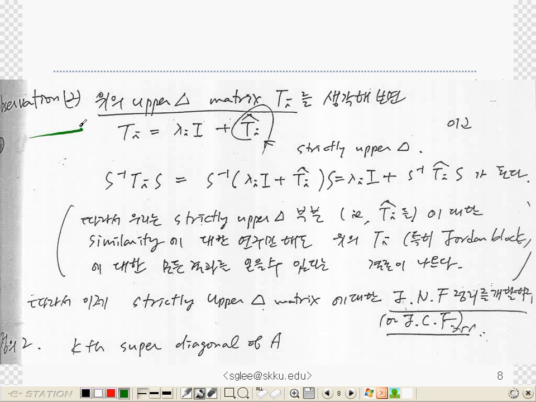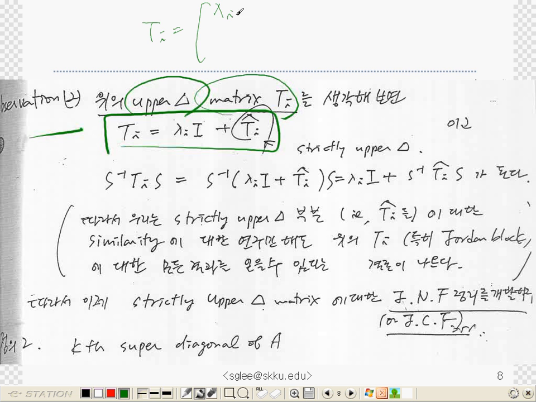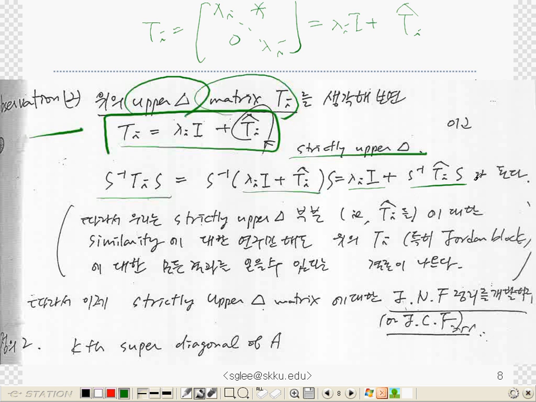Okay. Well, now we think of the upper triangular matrix Ti. Ti has lambda i's on the diagonal, and we don't know what they are. This can be written as lambda i I plus some strictly upper triangular matrix Ti hat. Then S inverse Ti S can be written in this way, and also in this way.